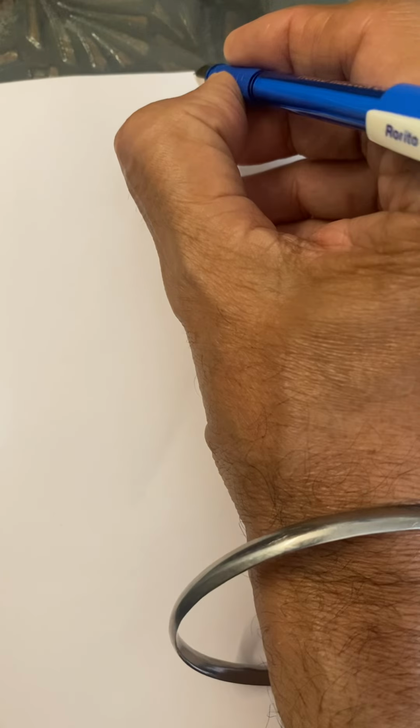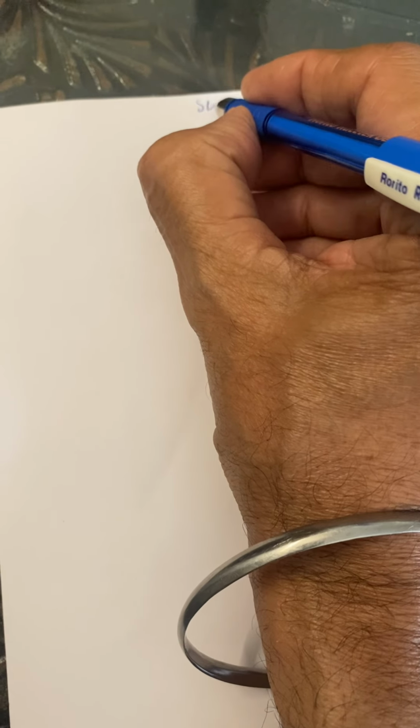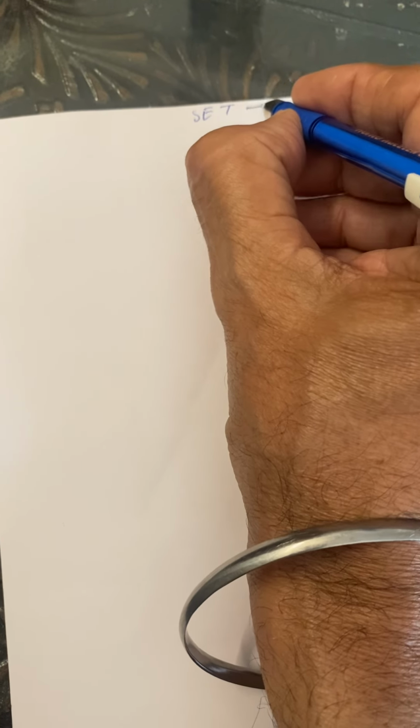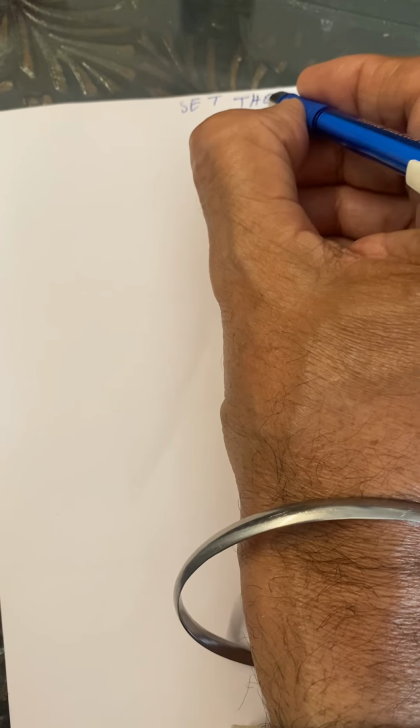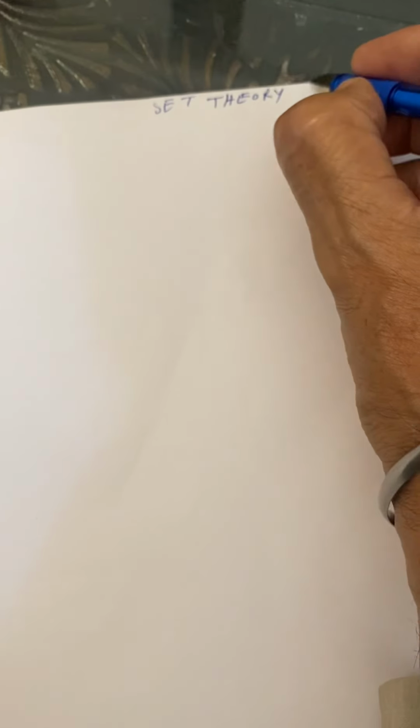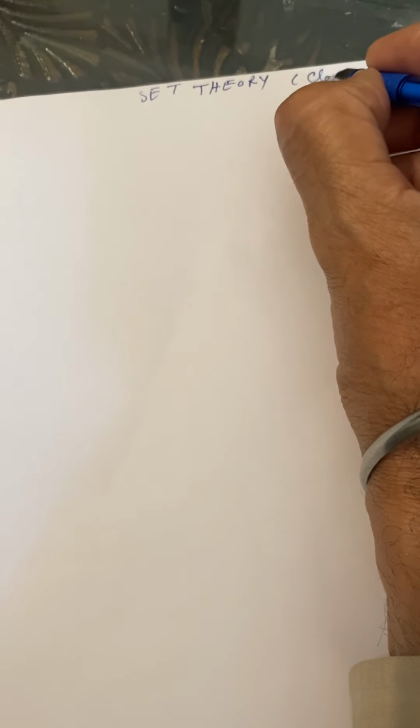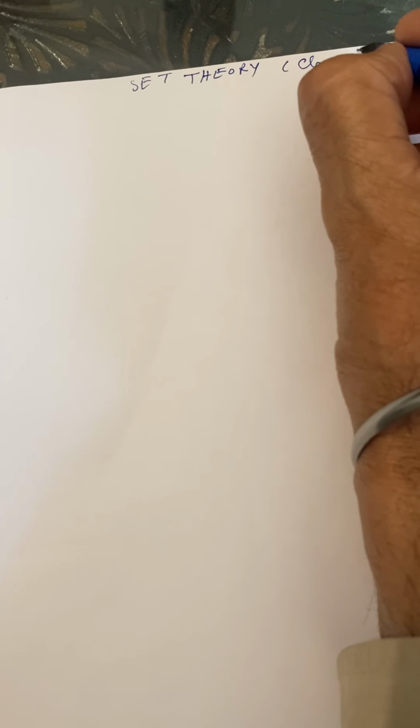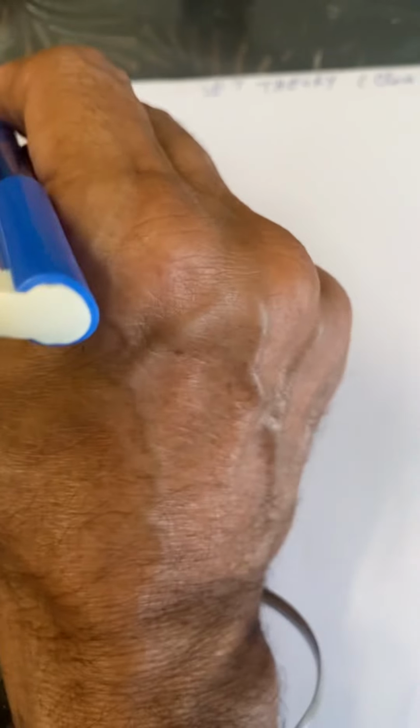Next, we are starting the third video. In the third video, we are starting with proper subsets. Again it is set theory for class 11th. It is the third video. Proper subsets.